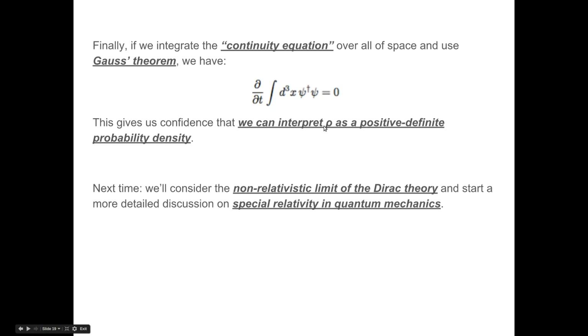That means we can interpret rho, the way we define it, psi dagger psi, as a positive definite probability density, which is exactly what we want in a quantum mechanical theory. So that does it for today. Next time we want to make a connection with non-relativistic physics: take the Dirac equation and make sure it reproduces what we observe in the non-relativistic region. Then we'll start a more detailed discussion, with more math than we did today, on special relativity and quantum mechanics.